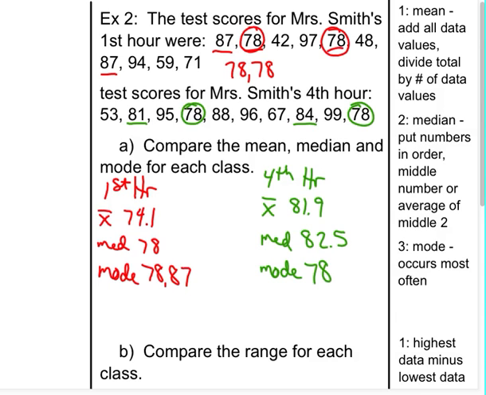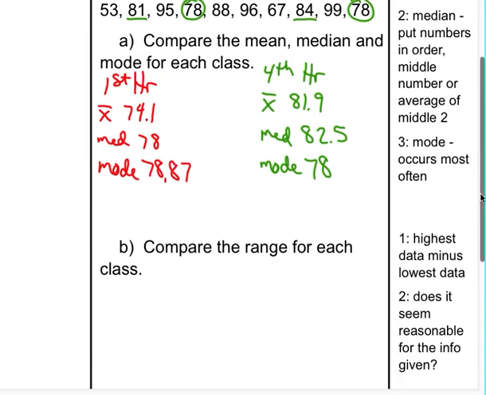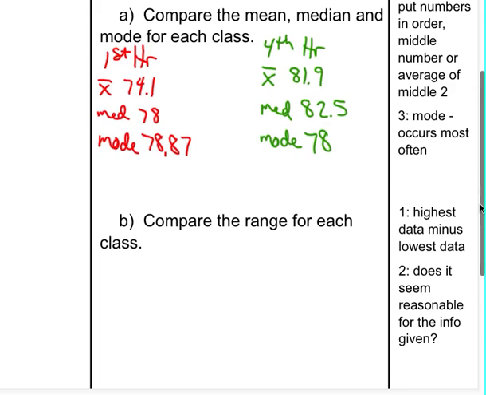All right, so now in order to compare these data sets, we can take a look at what this information tells us. The mean for fourth hour was higher than the mean for first hour. The median for fourth hour was higher than the median for first hour. And though for the mode, one of the modes for first hour was higher, looking at the first two measures, I would say overall fourth hour performed better.